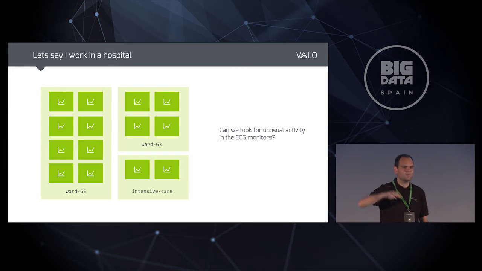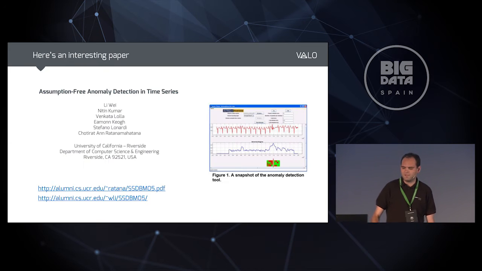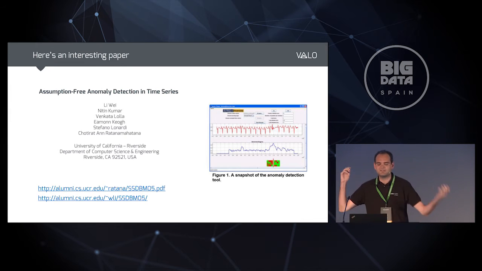It'll blip twice, but the frequency at which it blips is completely different. And so it's difficult to know, without sort of hard coding it in many ways, what is abnormal for someone's heartbeat. So because we're here and because we're data scientists, we search around and we find a paper. And here's an interesting paper. This is assumption-free anomaly detection in time series.